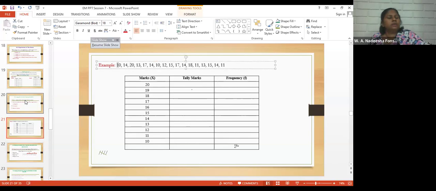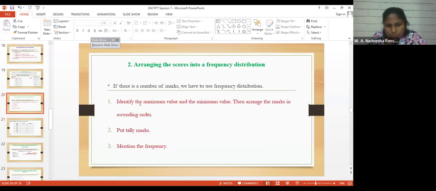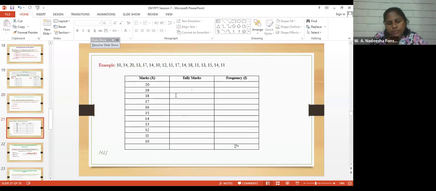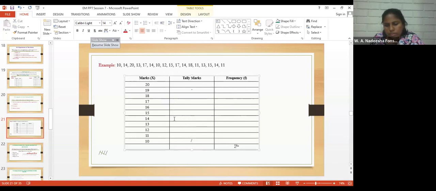So according to these steps, identify the maximum value and minimum value. Then we have to arrange them in order. The maximum number is 20, then 20, 19, 18, like that we go in order. Then we have to put tally marks here. Number 10, then number 14 here, number 20 here, 13.